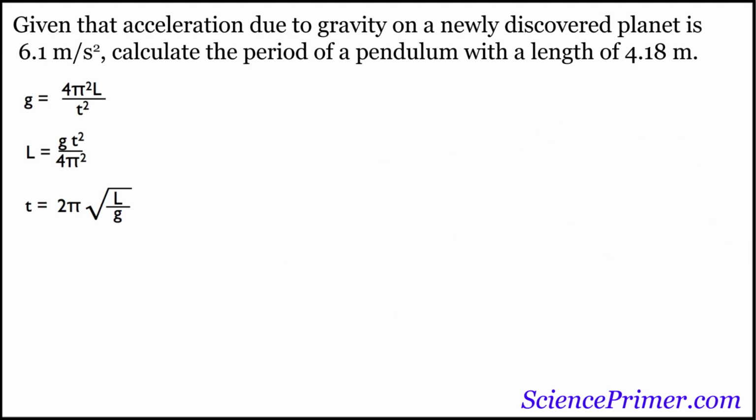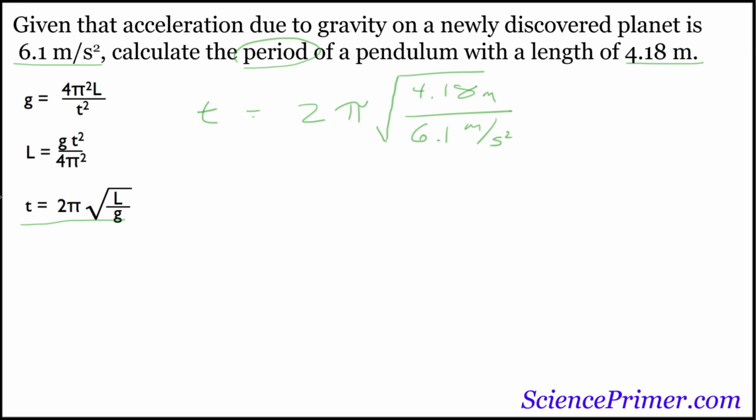So now that we've talked about the different forms and the different types of questions you might be asked, let's get back to the actual question here. Since we're asked to find the period, it's this structure we need. The period equals 2 pi times the square root of the length divided by gravity. So the period equals 2 pi, and let's go ahead and substitute numbers in here. The length is 4.18 meters, and this is divided by 6.1 meters per second squared, which is the acceleration due to gravity on this planet.